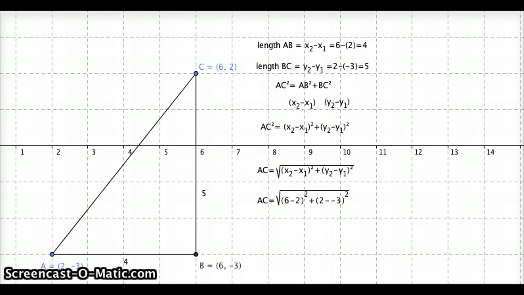When we work inside the brackets first, 6 minus 2 is 4. 2 minus negative 3 does give us 5. We're going to square both of those values to get the square root of 16 plus 25. And then finally, 16 and 25 works out to 41. So AC is the square root of 41. If we work that out on a calculator, you get approximately 6.4. So if you wanted to know what the value was, it would be approximately 6.4. And that's how to find the length of a line segment.